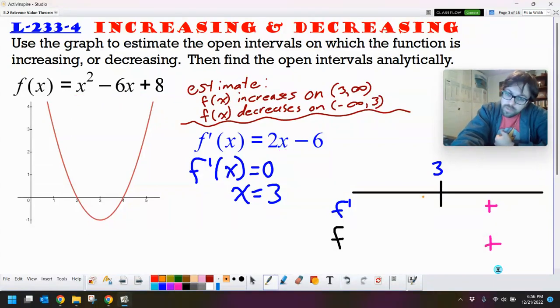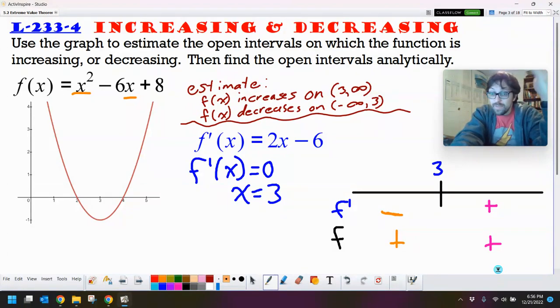Next, what if I put something that is less than 3? I'm going to use something simple. I'm not going to do negative a million. I'm just going to do 0 because that's a really easy thing to plug in. If I plug in a 0 right there, I get 0 minus 6. So I get a negative value from the derivative. So on either side of 3, f prime is negative and then positive.